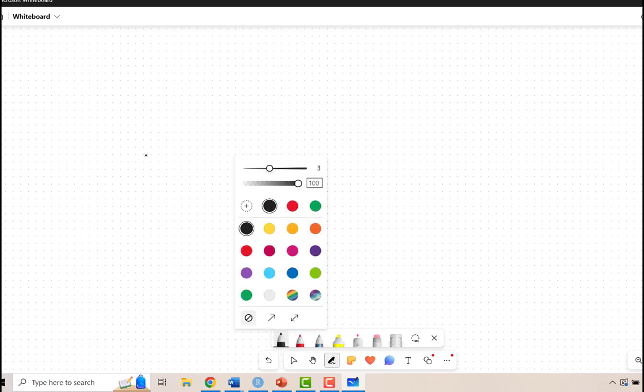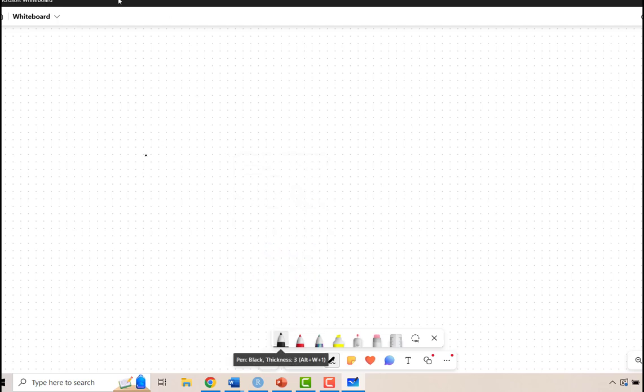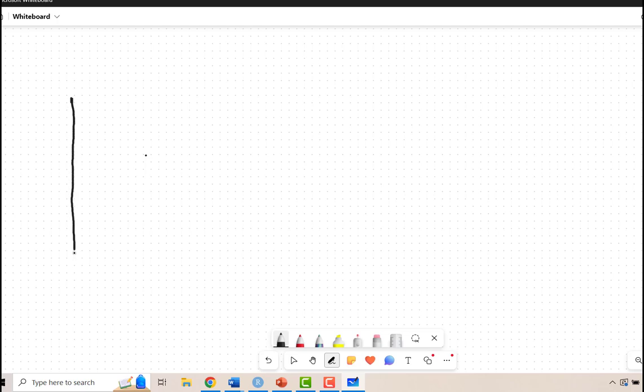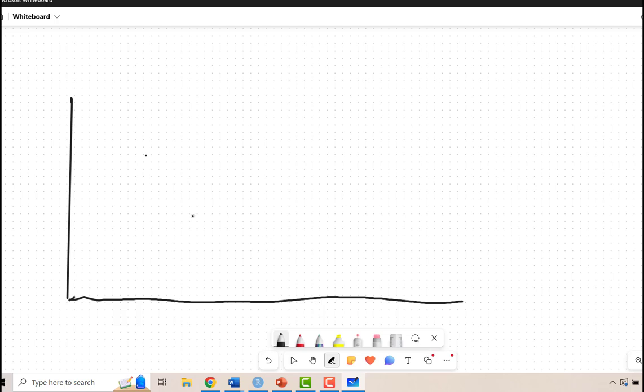Okay, so I'm going to do a very simple visual segmentation here. Let's just have a look at our whiteboard. And what I'm going to do is draw this beautifully straight line. And I'm going to do a segmentation of fashion retailers.